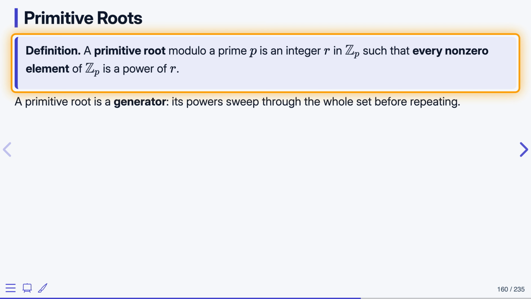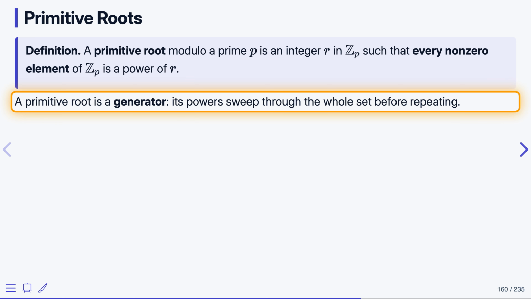Let's meet a new idea, the primitive root. Take a prime p and look at Z sub p, the numbers from 0 up to p minus 1. A primitive root is a special number r. When we raise r to the powers 1, 2, 3, and so on, mod p, we hit every non-zero value before anything repeats. So a primitive root is a generator. Its powers sweep through the whole set. That makes it a natural base for exponents, and we will use exactly that in the next few slides and again in cryptography.